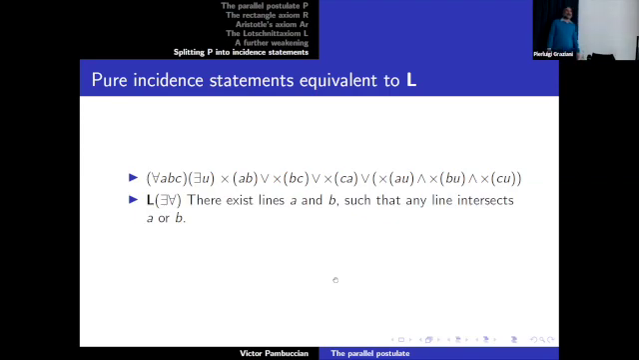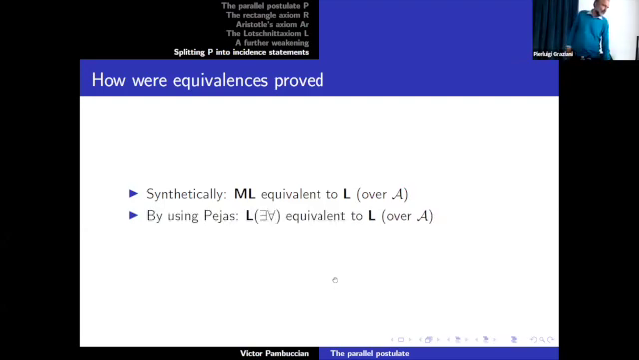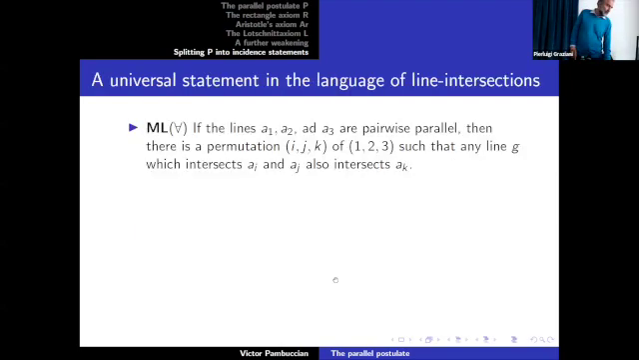Another version is that there exist two lines such that any line intersects A or B. So there exist two lines such that any line intersects one or the other. Again, a purely incidence statement. In formal terms, it looks like this. We could prove synthetically that this ML, which means meeting line, so there is a meeting line for any three parallels, is equivalent to L. Using Pasch, we have shown that the other version that says you have two lines such that any line intersects one or the other is also equivalent to L, but not synthetically.